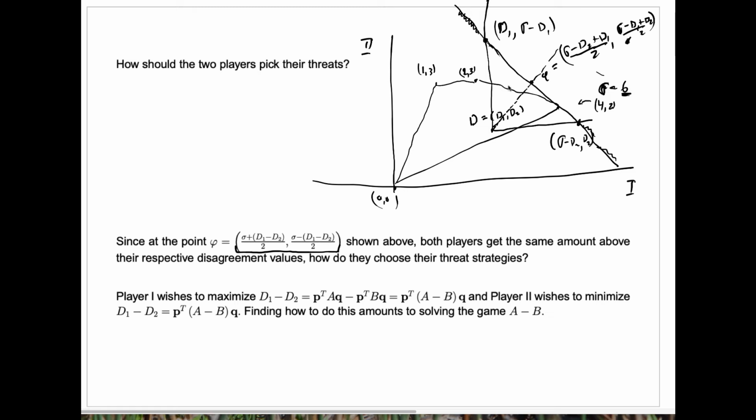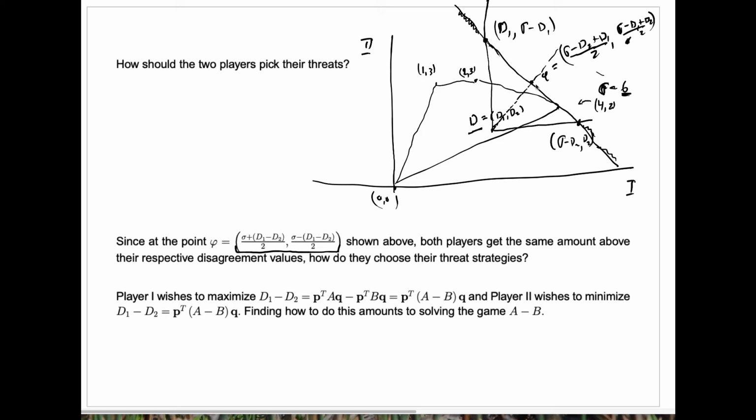Now, this is what they might agree to once they've chosen that threat point. The question we have to ask ourselves now is, how do they choose that threat point? Because there are lots of different threat points that could be chosen. Any mixed strategy that player 1 and player 2 decide would represent something that each player can achieve all by themselves, so that gives us lots of different threat points.